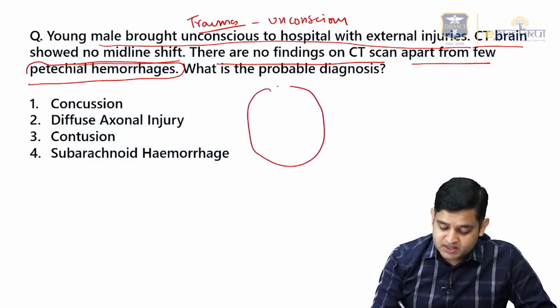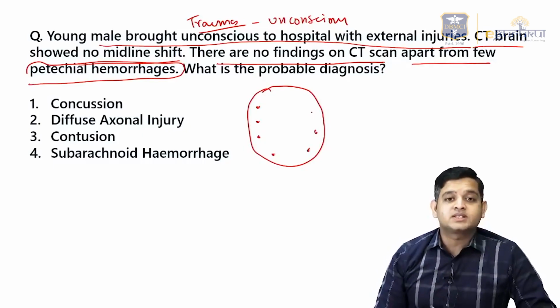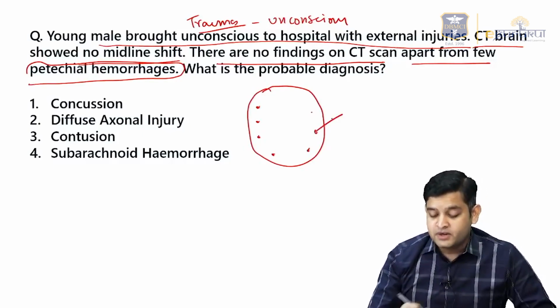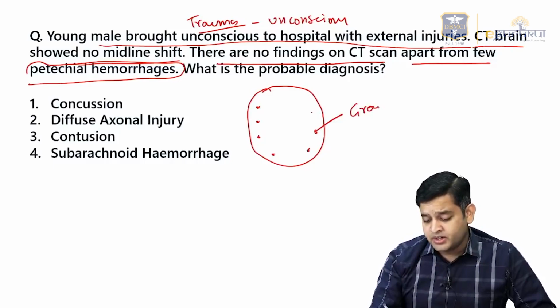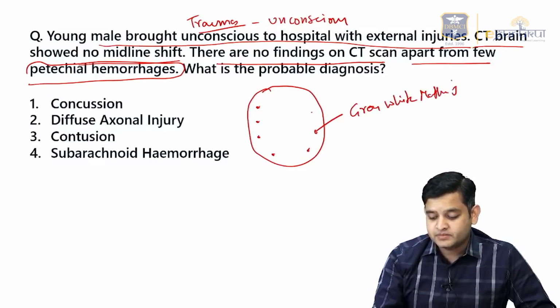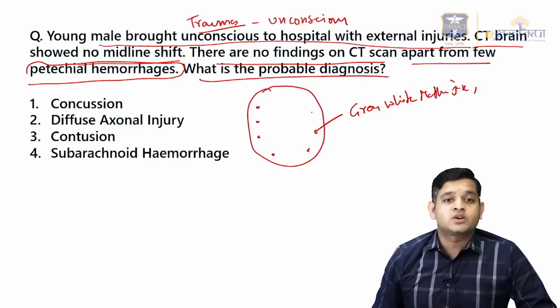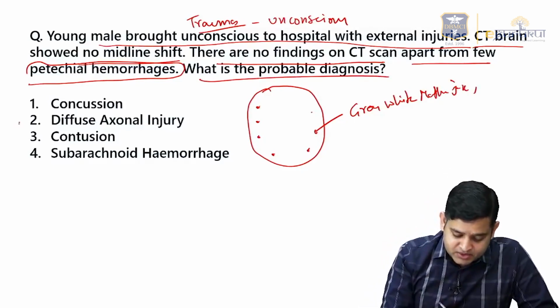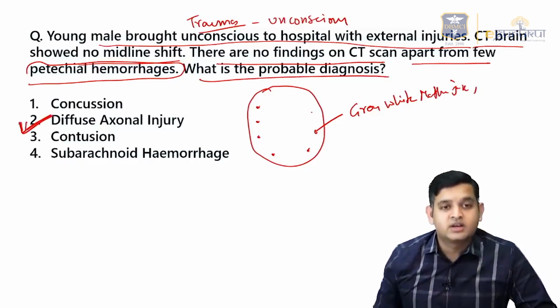So that means in the brain there are small hemorrhagic foci that you are seeing. They have not specified, but we know from history they are pointing towards that these petechial hemorrhages are at the grey white matter junction. What is the probable diagnosis? So you are dealing with a case of diffuse axonal injury.